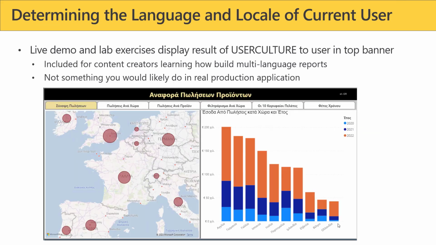Stay tuned. One little thing I want to call out is if you use our live demo, or if you go through the hands-on lab we have for this, what you'll see is that up in the banner, we basically display the return value of user culture for the current user. And that allows you to see things. So not something you would probably do in a real application, but because these are learning resources, we're just going to have you be able to always see how the report was loaded in terms of what language and what locale.